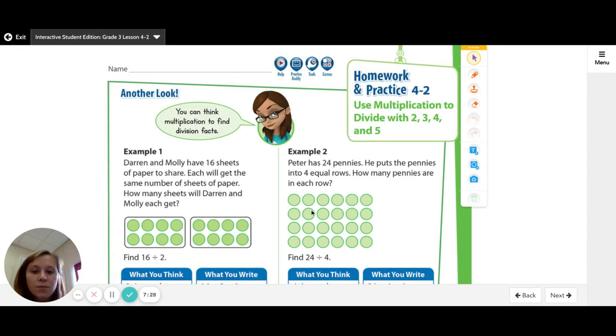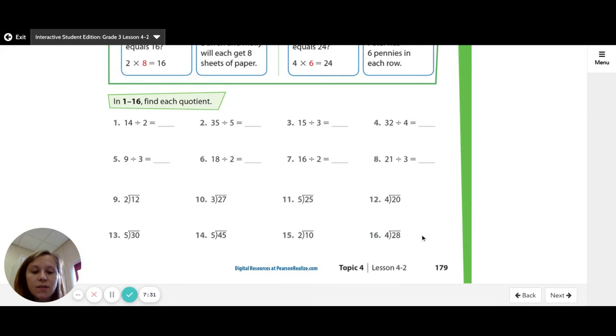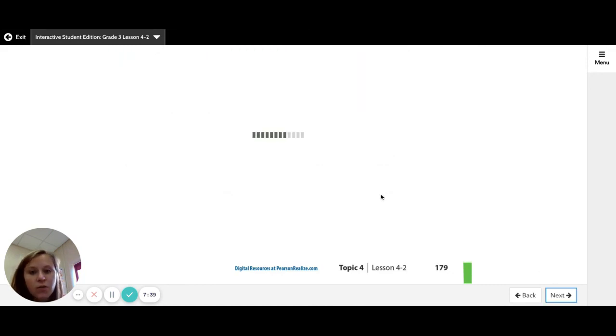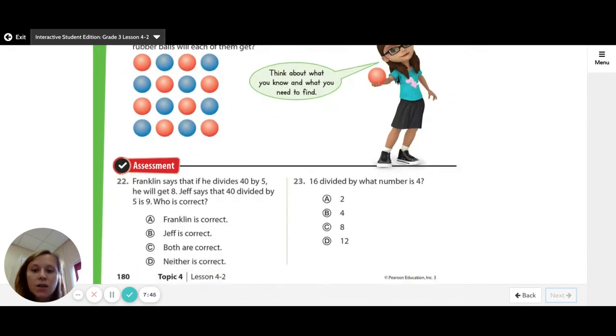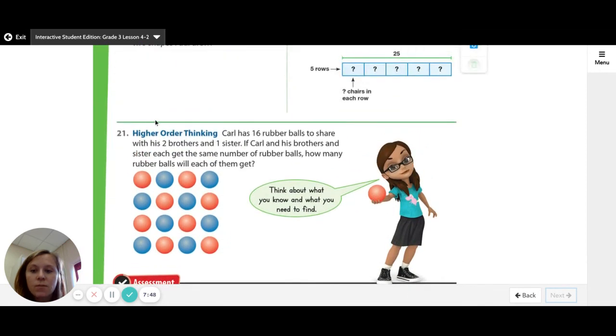Your job will be to complete pages 179 and 180, and you will do all of these problems. If you want, you can write the multiplication problem that would match to help you, but you don't have to. So you do all of 179. And all of 180.